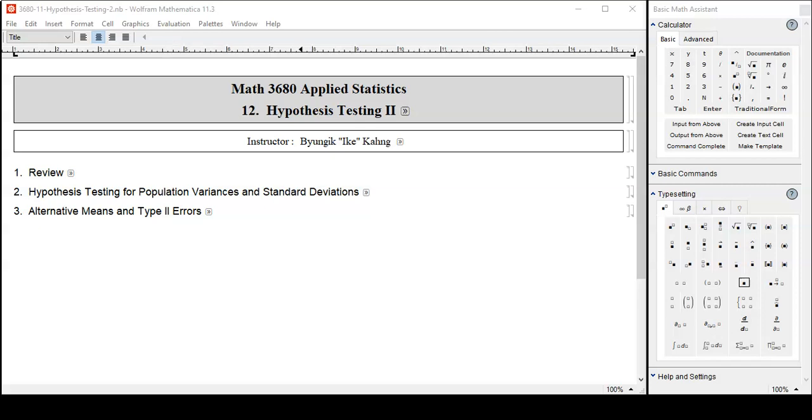Hello students, welcome back. Now let's go to section 3 of this notebook. Alternative means and type 2 errors. What is type 2 error?